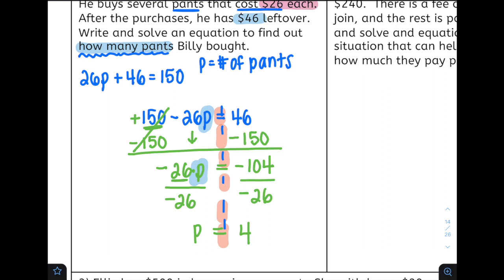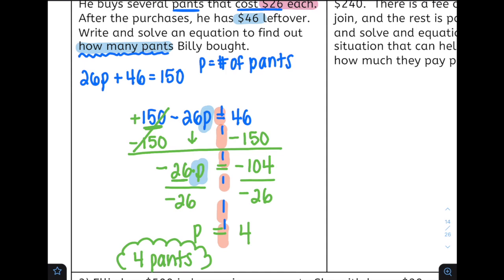And this makes sense because we can't buy a negative amount of pants. So here our answer would be 4 pants. There's sometimes where I might ask for you to write a sentence and you would say, Billy bought 4 pants. You can write that.